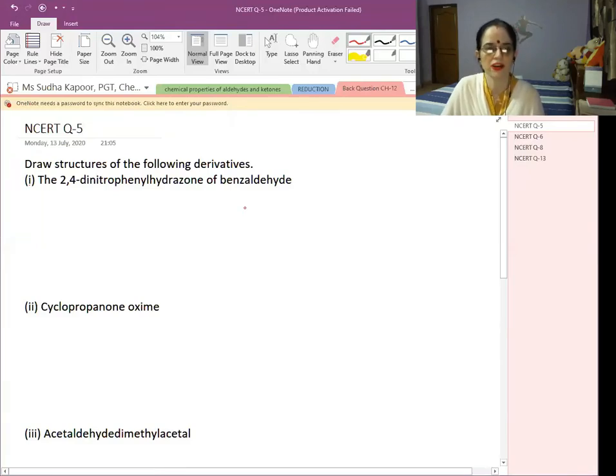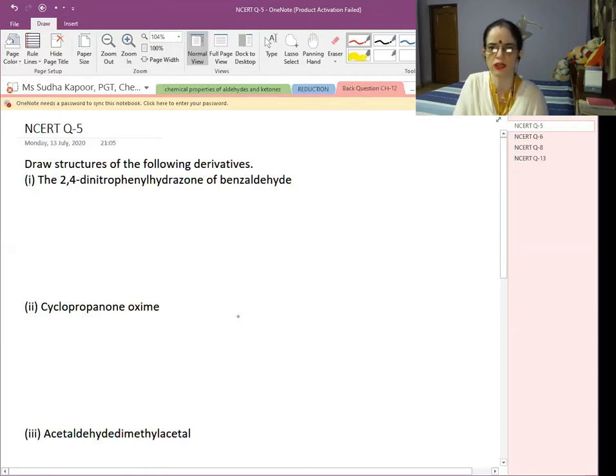So hello children, we are on lecture 8 of our aldehyde, ketone and carboxylic acid lesson. And this is the time to do certain NCERT back exercise questions. So first of all, we will be starting with the NCERT back exercise question number 5. That is, draw the structure of following derivatives, 2,4-dinitrophenyl hydrazone of benzaldehyde.